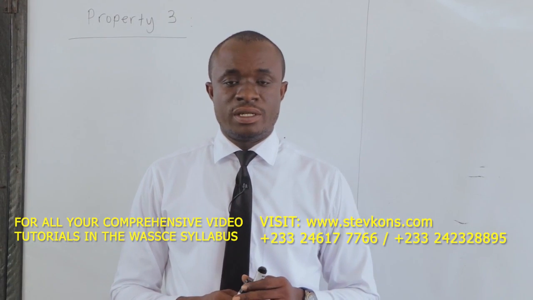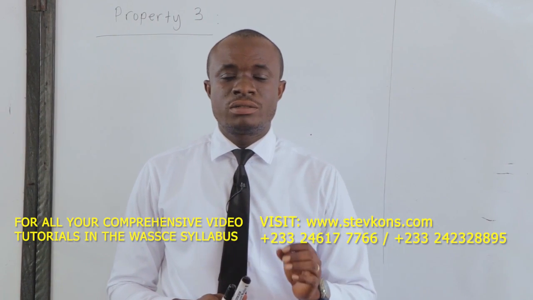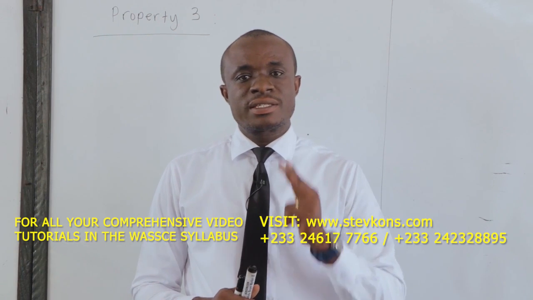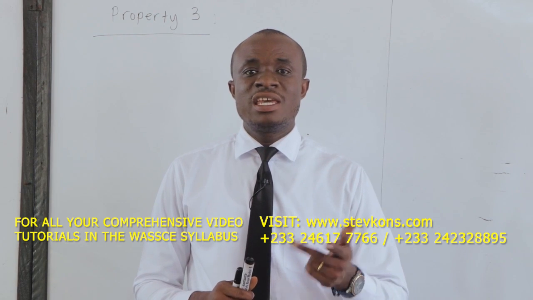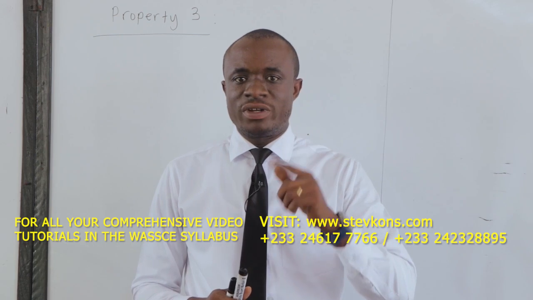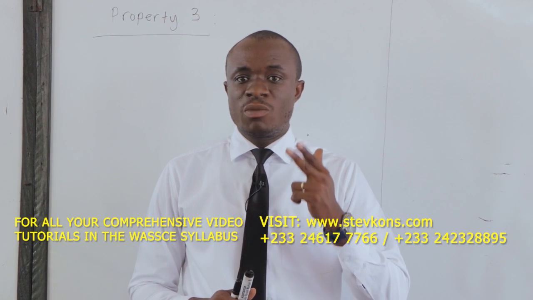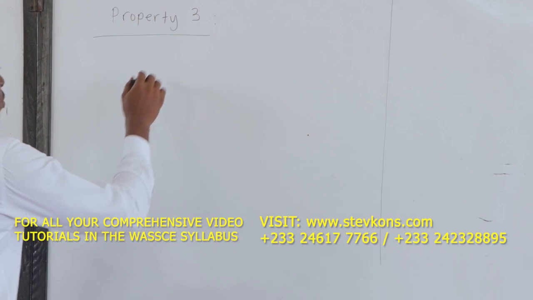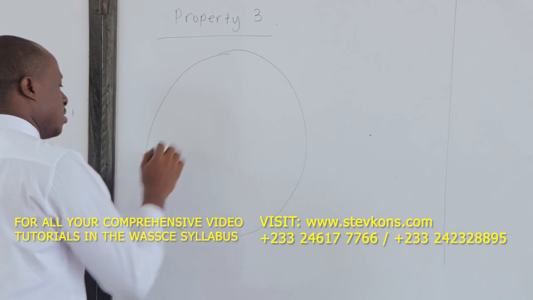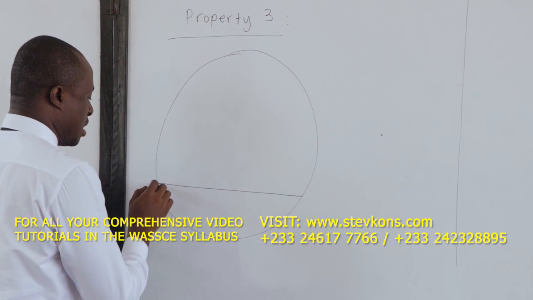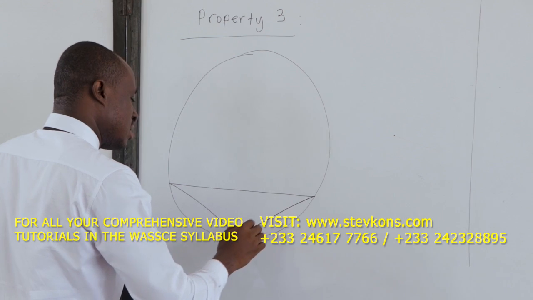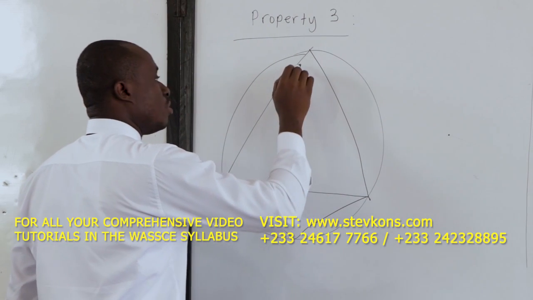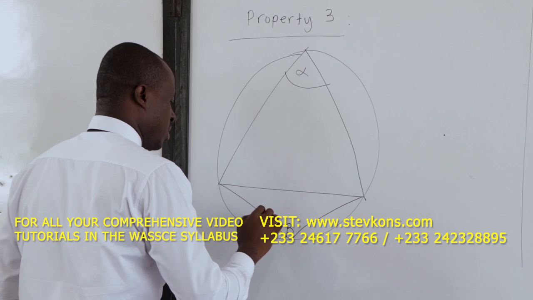Now let's consider the third property. The third property says that the sum of angles a chord subtends in opposite segments at the circumference adds up to 180 degrees. So if we have a circle, and this is a chord, the chord is making an angle at this segment, and then the opposite segment too. So if this is alpha, and then this is beta.